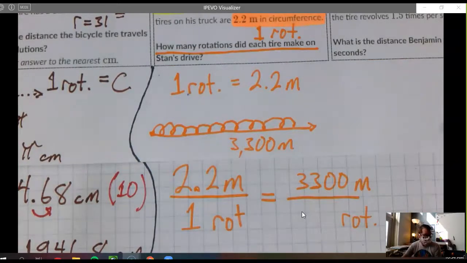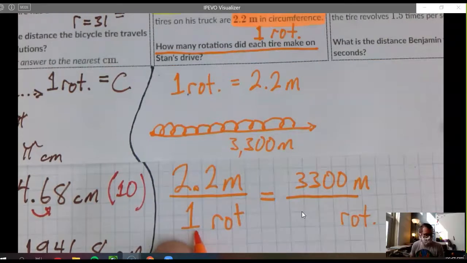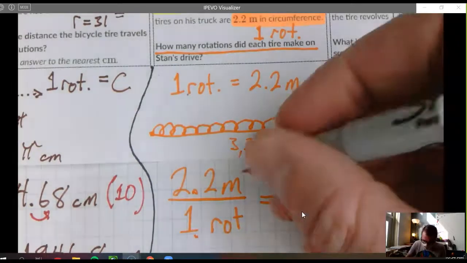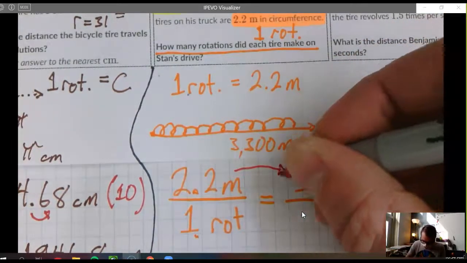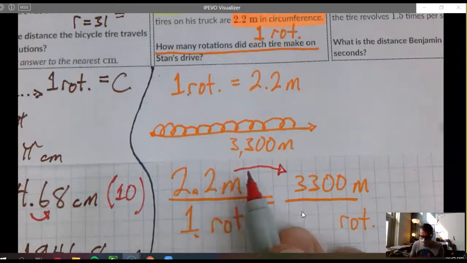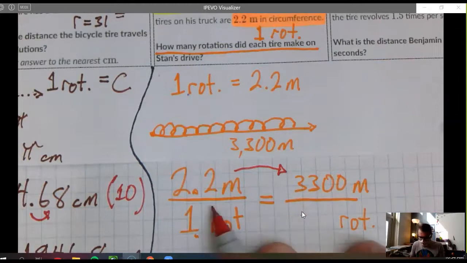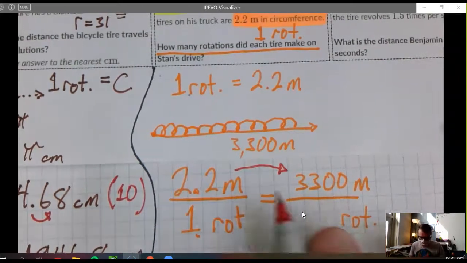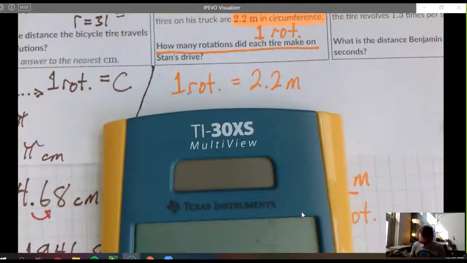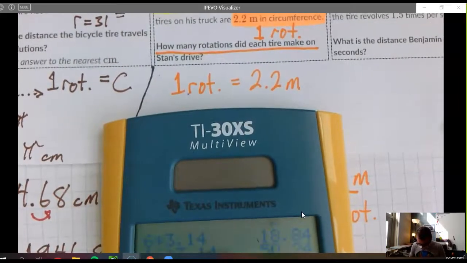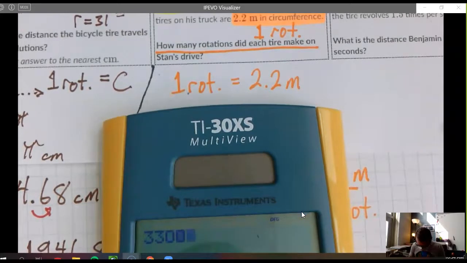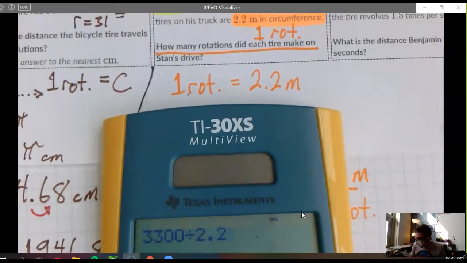Now, we don't actually have to do this since this is 1. This problem is actually not too bad. What we're looking for is how do I go from left to right? But we always said if we don't know how to multiply to go left to right, what could we do instead? Divide, right? We divide backwards. So we're going to take his total trip, split it up to each rotation. Each rotation is 2.2.